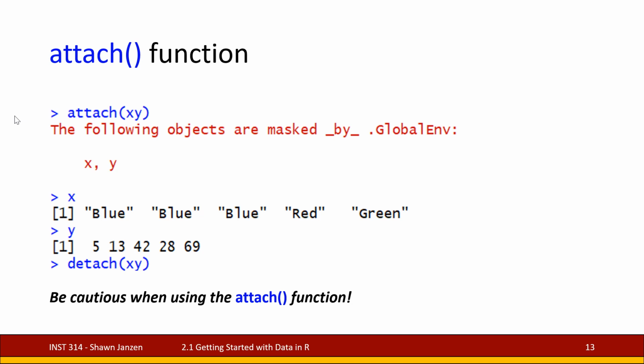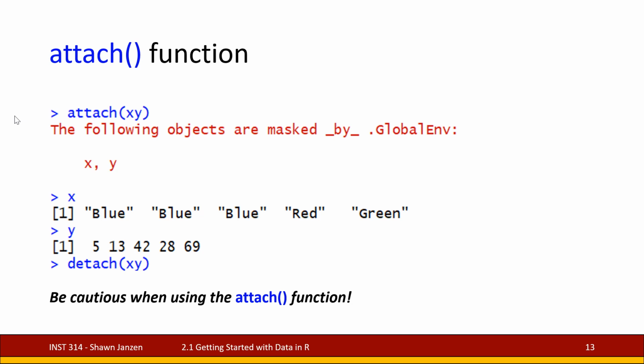Don't freak out. This is just a notice to you, a heads up that says, now that you want to go ahead and call the variables inside data frame xy, you no longer have to reference xy$ before you type x or y. So if I go ahead and just type x into the console or run it from the script, it tells me blue, blue, blue, red, green. And if I run y, it tells me 5, 13, 42, 28, 69. Now, this is handy and nice, especially if you're running variables over and over again, and you're referencing them from the same data set, and it makes your life nice and easy.